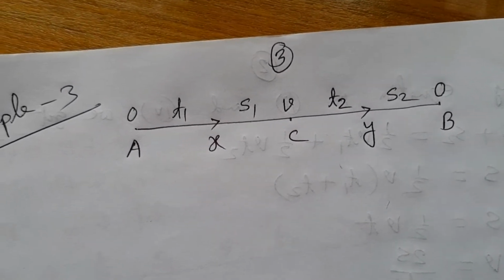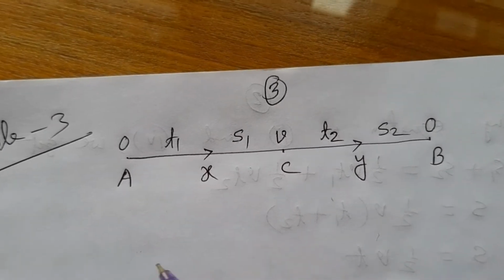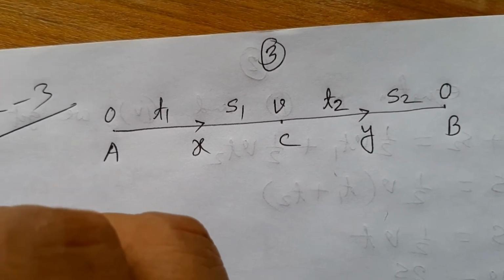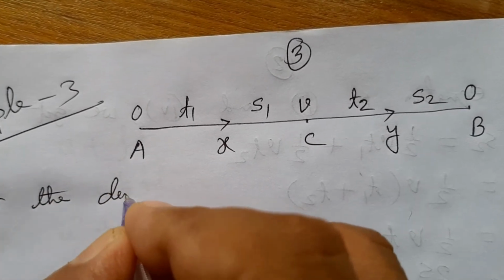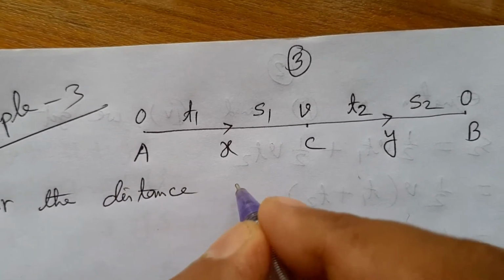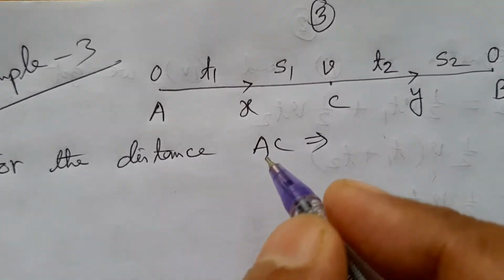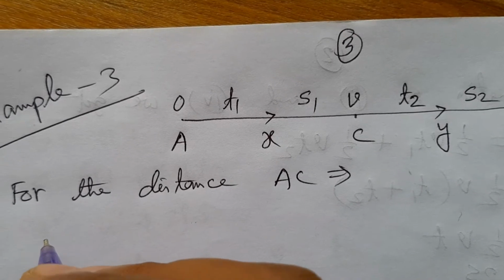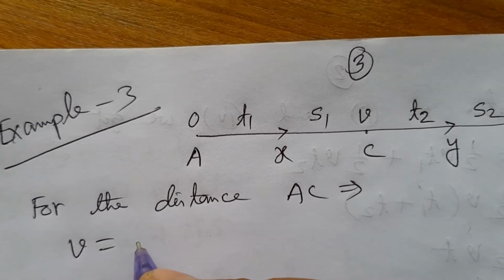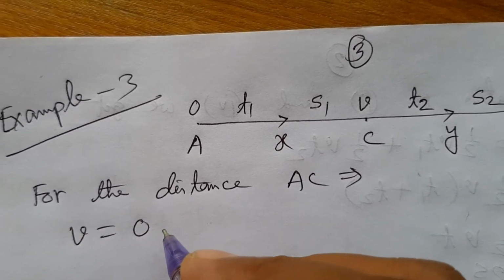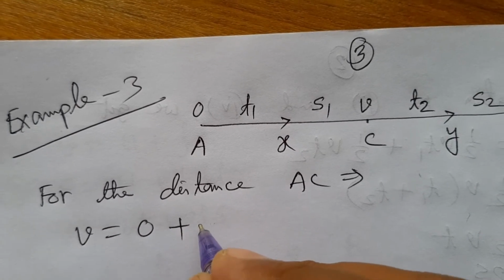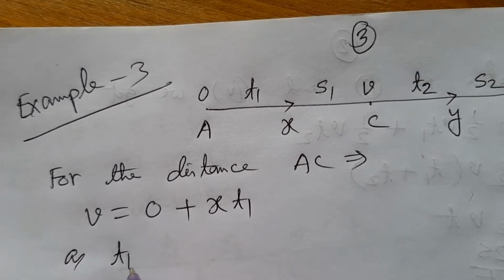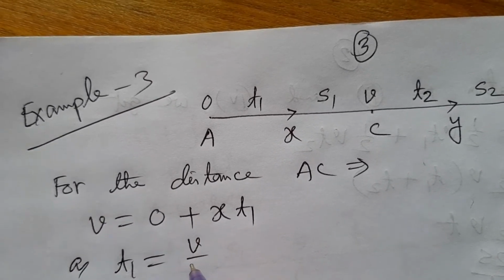So now I want to draw that. Here for the distance AC, just using the first formula we can write that V is equal to U, U means 0, plus Ft, that is x t1. From here we get t1 is equal to V by x.